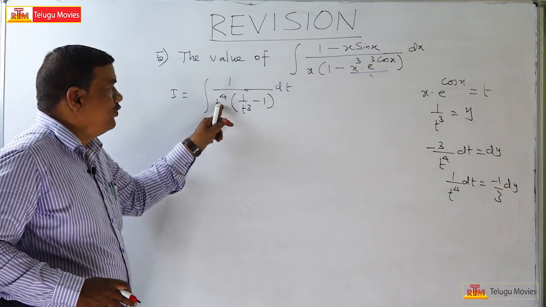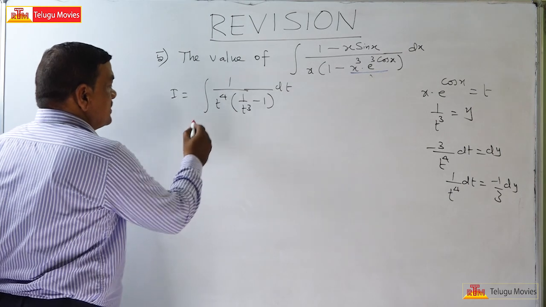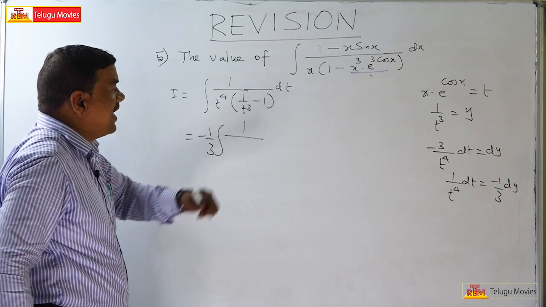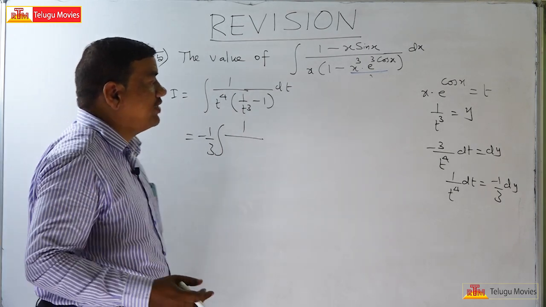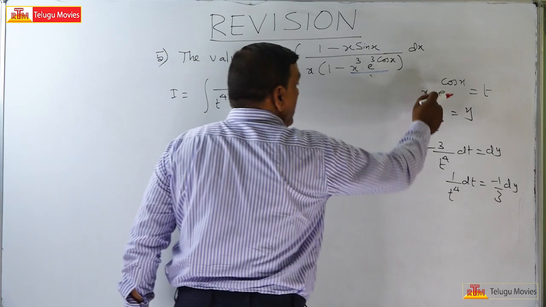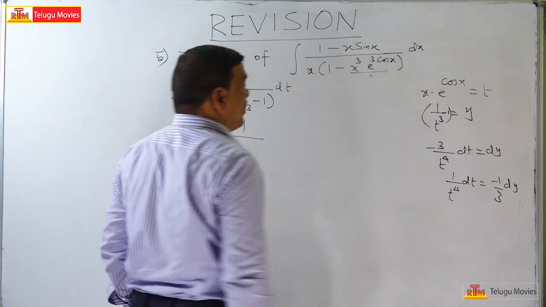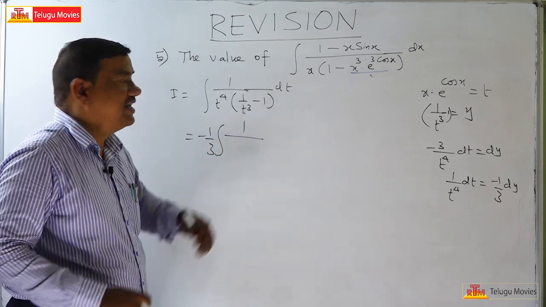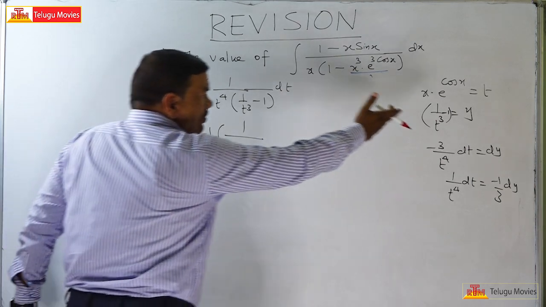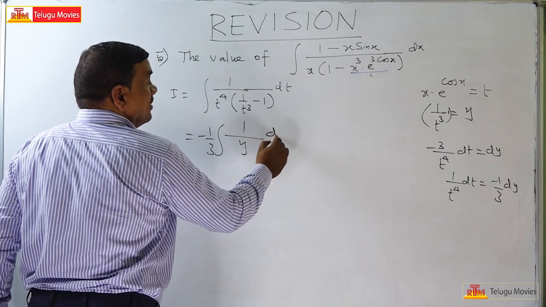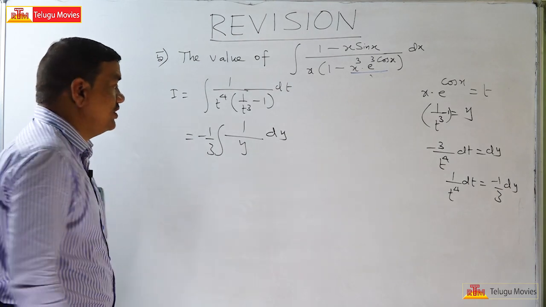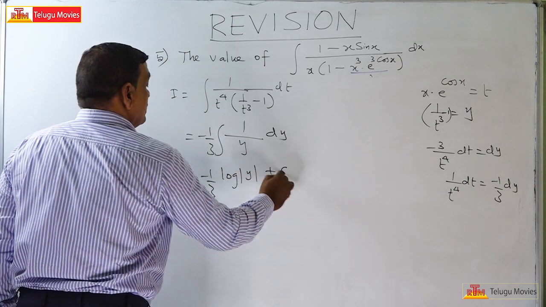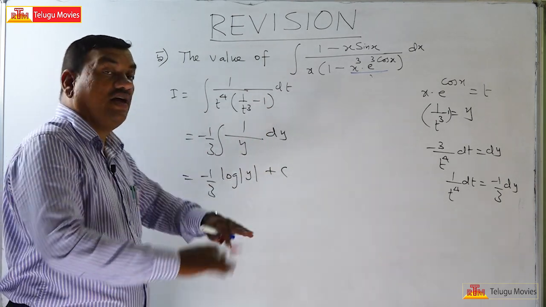See here, 1 by t to the power of 4 dt is equal to minus 1 by 3 dy, and the 1 by t cube minus 1 we take total as y, substitution y, because unnecessarily again minus 1 will come. So then only you will get the same. So this is equal to the integral of dy by y. Understand? So this is equal to minus 1 by 3 log of modulus of y plus c. From this, the integral part is over.